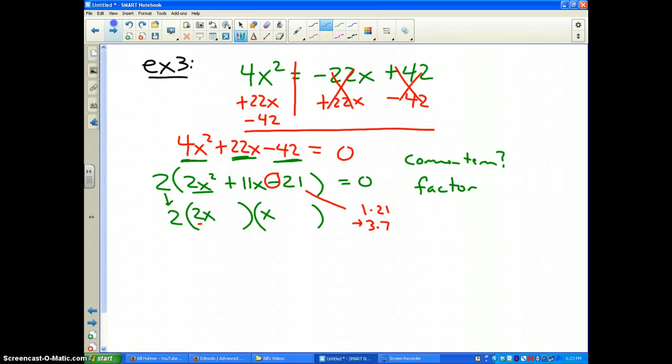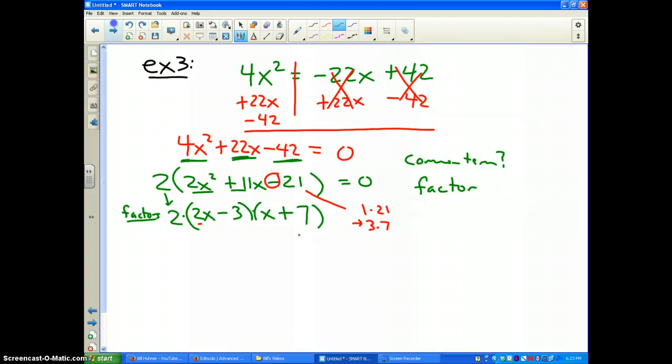Now the key is I got to get 11x in the middle. Well, upon close inspection, if I put the 7 here and the 3 there, and if I make this a positive and this is a negative, that should probably work. Because negative 3 times x is negative 3x, and 7 times 2x is 14x. 14 minus 3 is 11x, and I get my answer. So, I have my factors. This whole row are my factors. Now, I've actually got 3 of them.